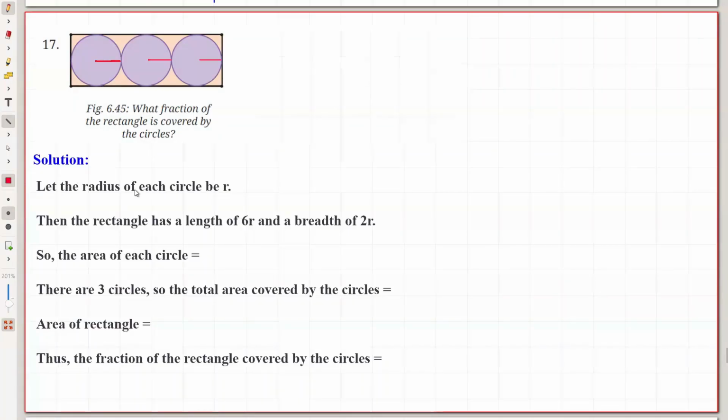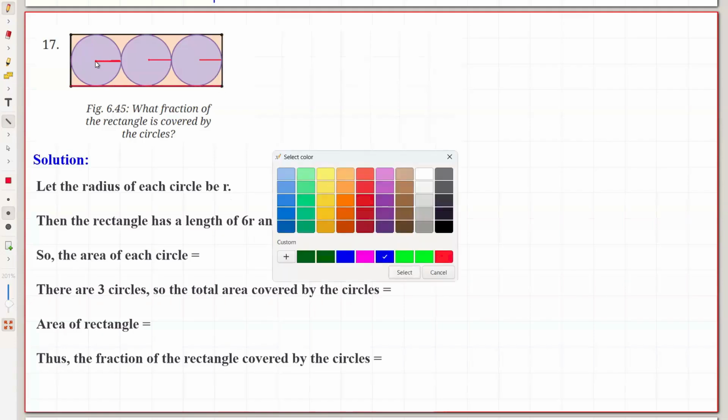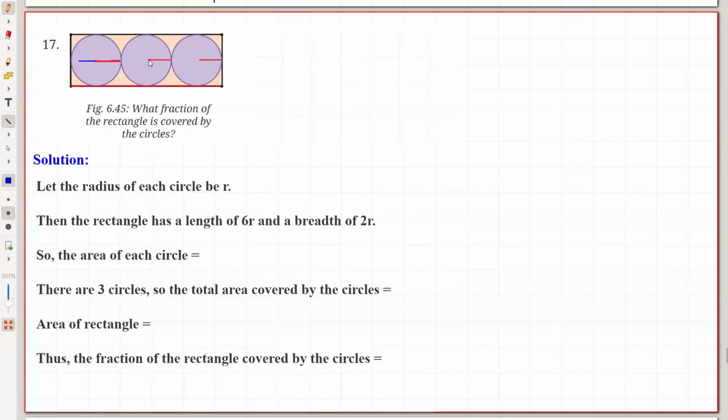Let r be the radius of each circle. Then the rectangle has a length of 6r. The length of the rectangle: this is one radius, this is another radius, and this is another radius. So radius plus radius, radius plus radius, radius plus radius. In total we have 6 times the radius.